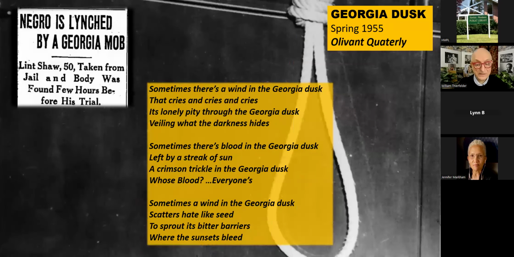How about this poem from 1955 called Georgia Dusk, which reminds me in some ways of Billie Holiday's song Strange Fruit.